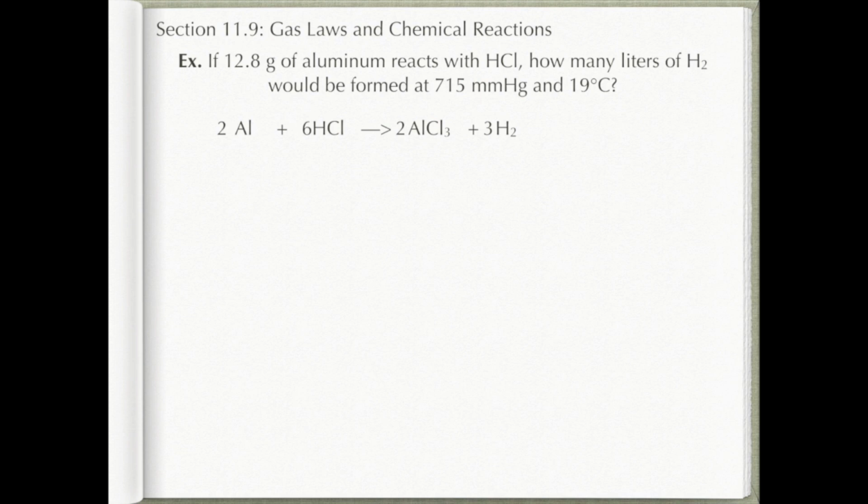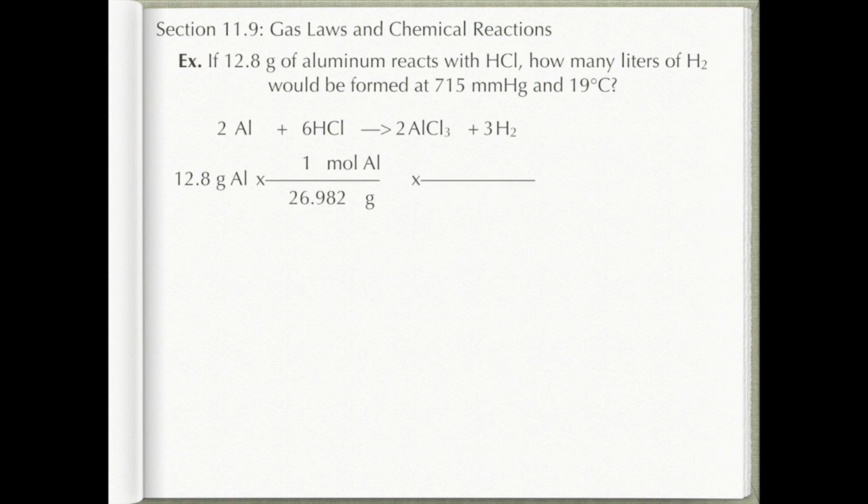Now that I'm balanced, I can do the stoichiometry to figure out how many moles of hydrogen gas I have. I'm going to start with 12.8 grams of aluminum. I'm going to convert that first into moles of aluminum because in order to go from terms of one reactant into terms of a product, I've got to use my mole to mole ratio. And in order to do that, I've got to be in moles of aluminum. So I'm going to put grams of aluminum on bottom, moles of aluminum on top. I have 1 mole for every 26.982 grams of aluminum, since that's the molar mass of aluminum.